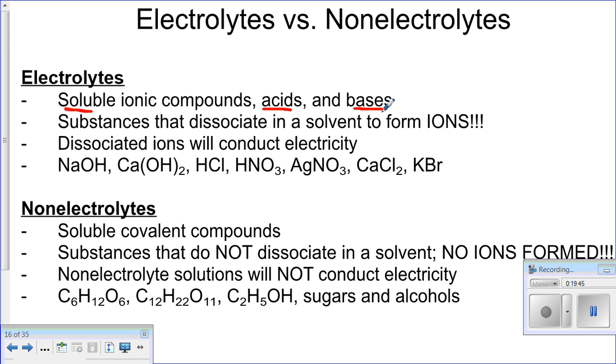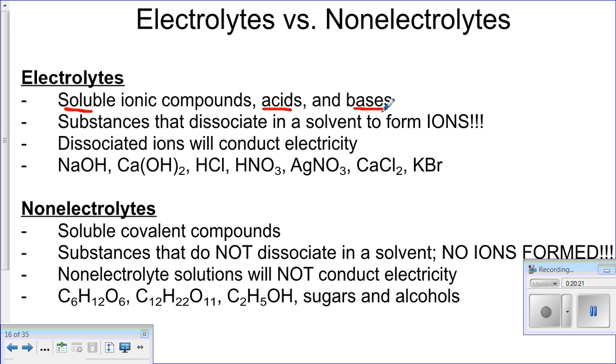So your strong acids, we've talked about the strong 6: HCl, HBr, HI, HNO3, H2SO4, and HClO4. You need to memorize those if you have not. But those are going to be your strong acids. And then your strong bases are anything from group 1 bonded to hydroxide, so KOH, NaOH, and then your calcium hydroxide, barium hydroxide, and strontium hydroxide in your group 2.